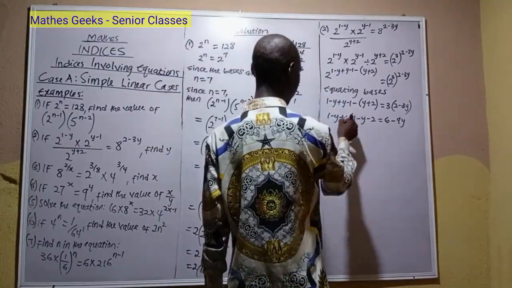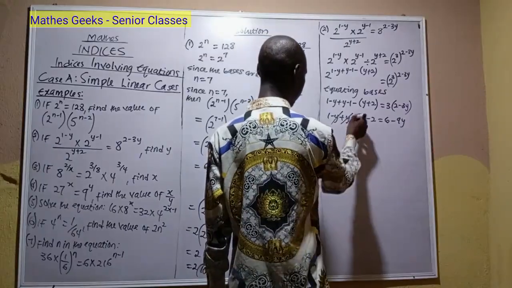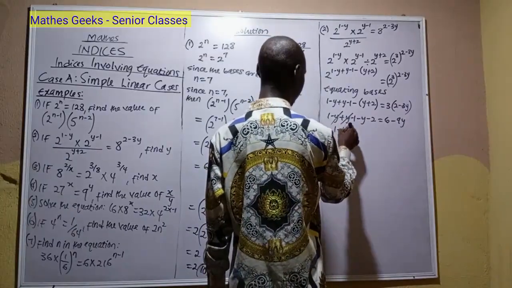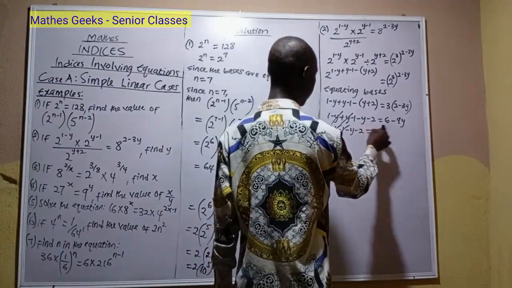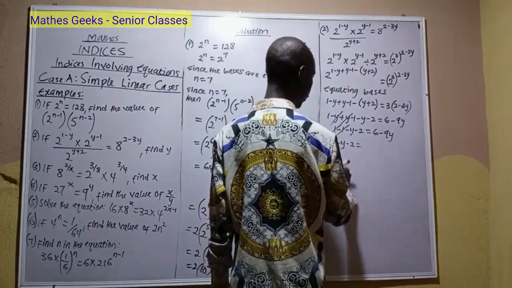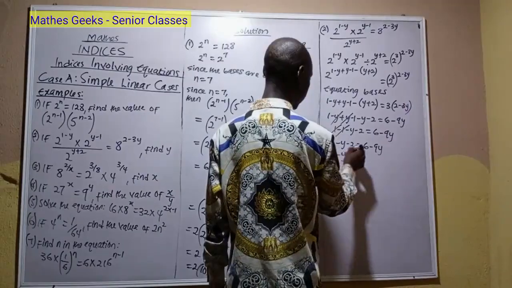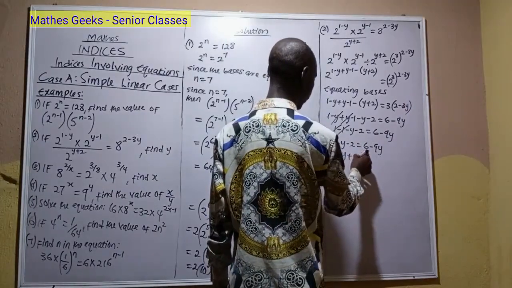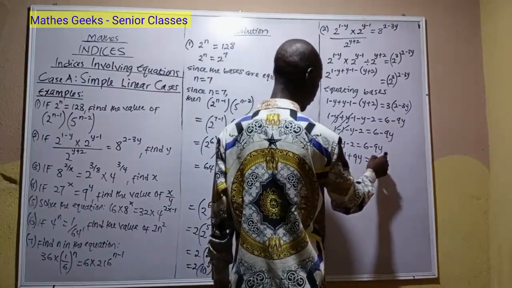Minus y plus y will give us 0. 1 plus 1 minus 1 will cancel, also give us 0. So 1 minus 1 minus y minus 2. This will cancel. This will be 6 minus 9y. So minus y minus 2 is equal to 6 minus 9y. Minus y plus 9y is equal to 6.